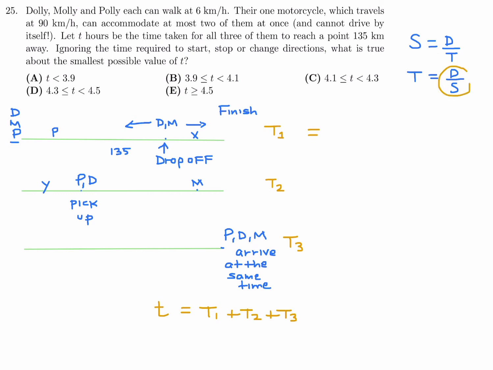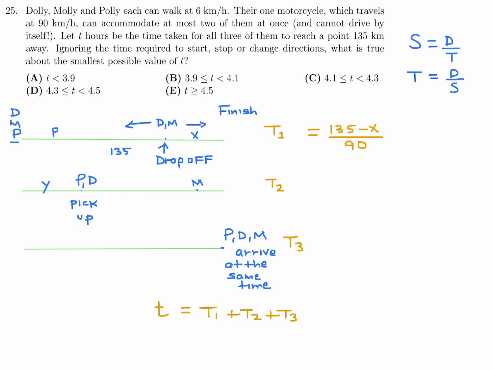Well, it's distance over speed. And for this distance, it's from there to there. Now the whole distance is 135. And from here to here, I have labeled that as X. So that distance that the two friends on the motorbike travel from there to there is really just 135 minus X over 90, which is the speed.